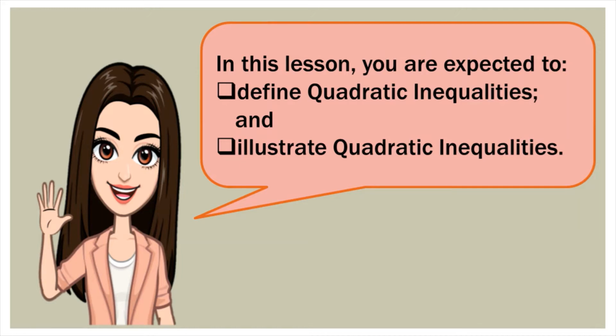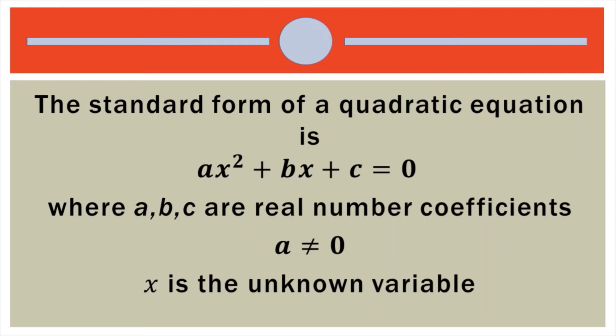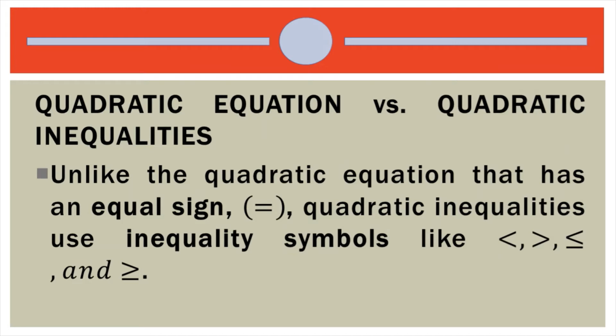Previously in our discussion, we know that the standard form of a quadratic equation is ax squared plus bx plus c is equal to 0, where a, b, c are real number coefficients in which a is not equal to 0 and x is the unknown variable. For quadratic equation versus quadratic inequalities, we need to make sure what's the difference between these two. Unlike the quadratic equation that has an equal sign, quadratic inequalities use inequality symbols like less than, greater than, less than or equal to, and greater than or equal to.